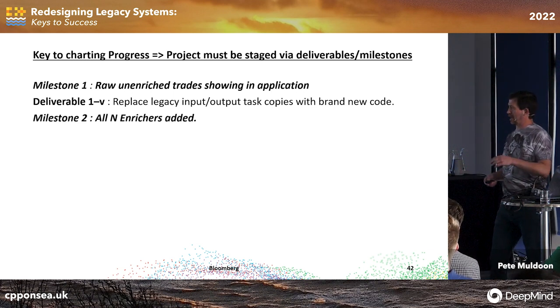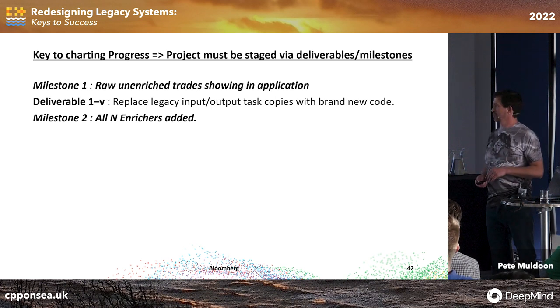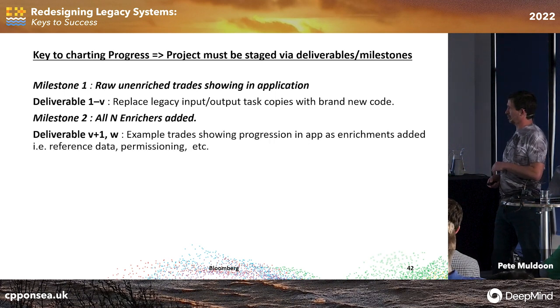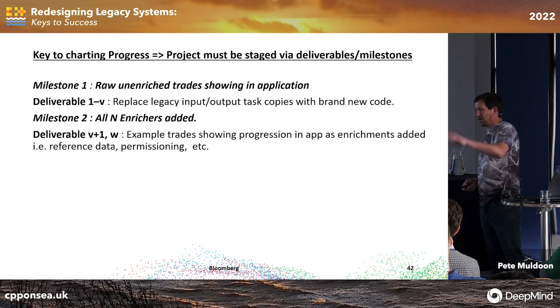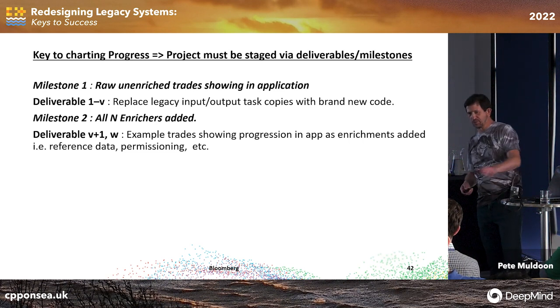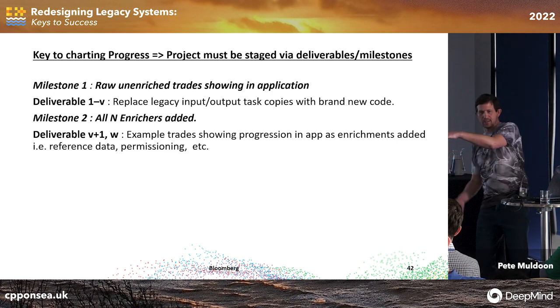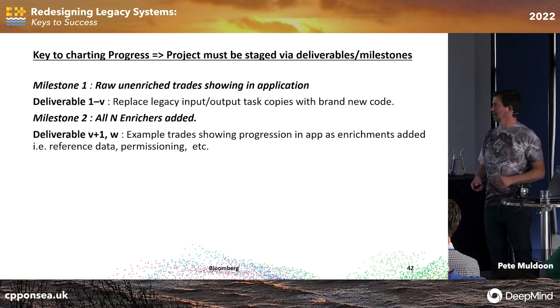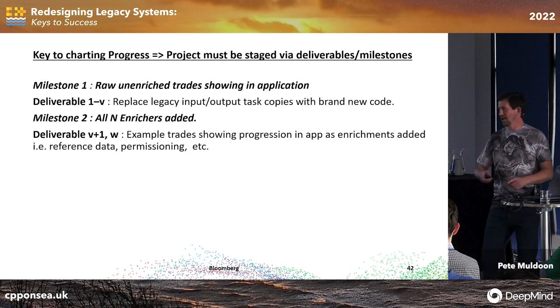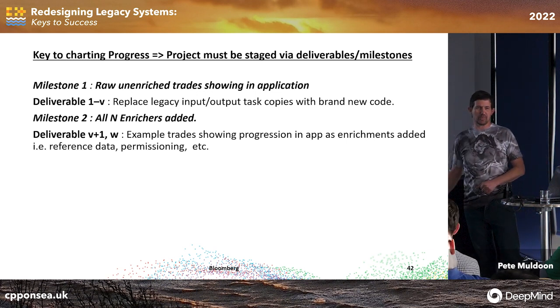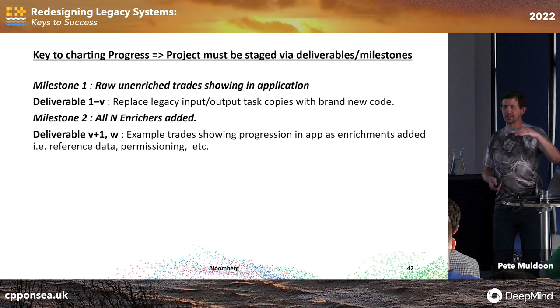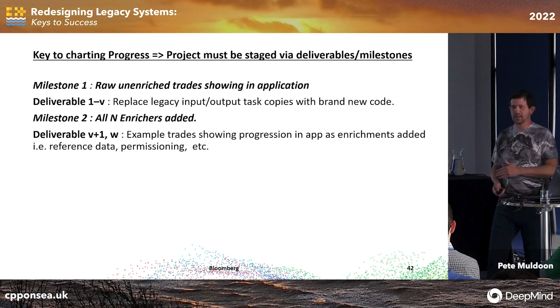Milestone two was adding all the enrichers. So that was a bunch of deliverables where I'd say, okay, look, we've just added in the reference data enricher. Come here and look. Now you can actually go into the detail of this trade and see all the detail. Or look, I've just put the permissioning in. Now if you look over here, you're a delegate. You can now mess with the trade. So they were easy to show the progress we were making.